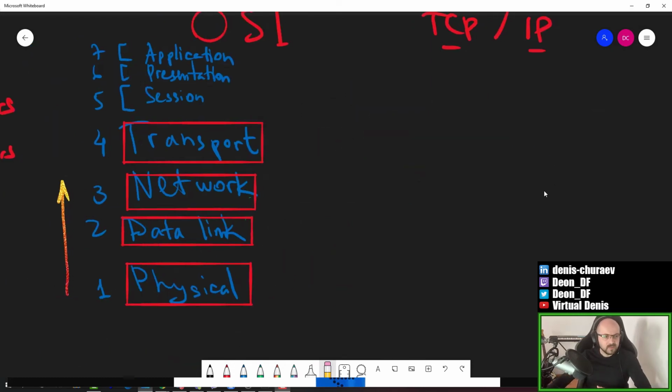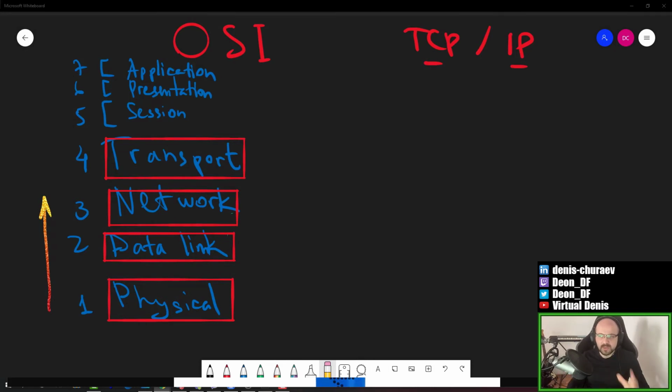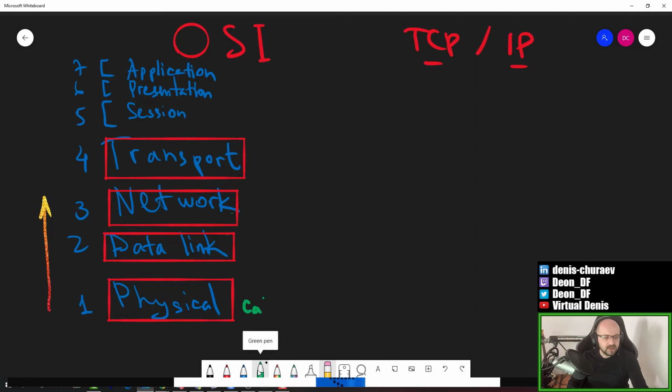Okay, this looks better. So now we are going to quickly recap what I told you, and then we are going to look at the same on the TCP model, just to make the comparison. So at first, on physical level, we have cables, which send electrical signals, which actually translate into ones and zeros.